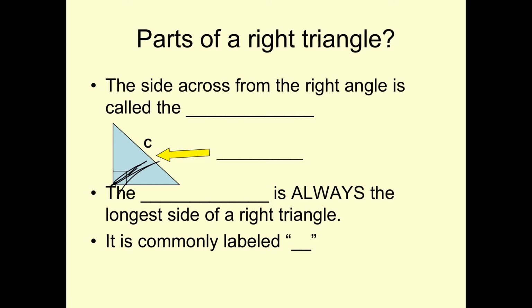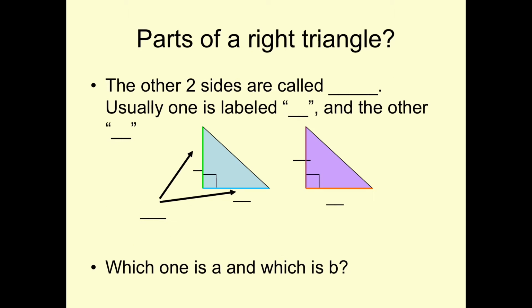Here we're going to take a look at the parts of a right triangle. The side across from the right angle is called, that's right, hypotenuse. The red line right here that I'm showing you is highlighting the hypotenuse. And the hypotenuse is always the longest side of the right triangle, and it's commonly labeled C. See, I've scribbled all over the triangle to show you that if you look in the direction of the scribble from the right angle, you'll always see the hypotenuse.